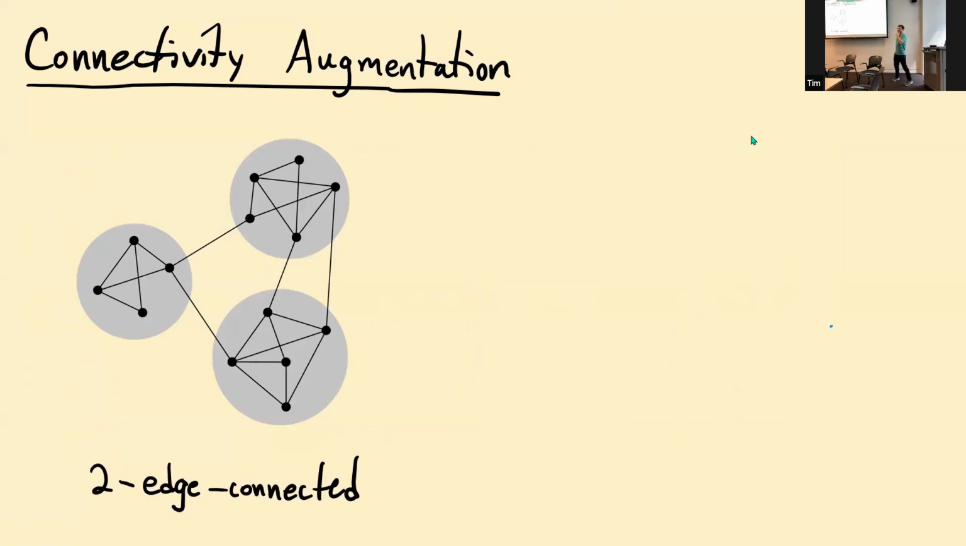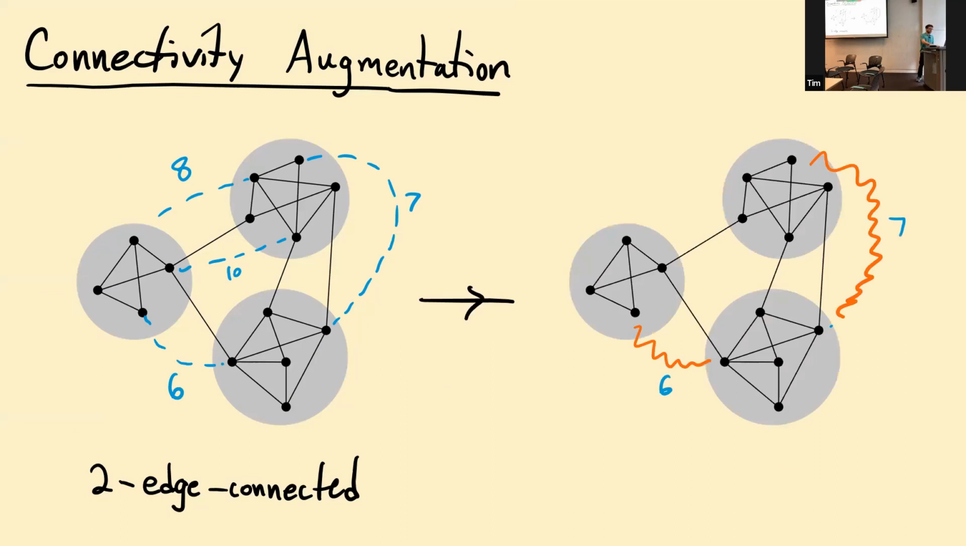So that's connectivity augmentation. Maybe I start with a two-edge connected graph. It's already two-edge connected, so it has some robustness to edge failures, but I want it to be even more robust. So I might want it to be three-edge connected. And these dashed blue links are links that I can potentially add into the graph, and I have to pay their associated cost. The goal is to make the graph three-edge connected by adding in a cheap subset of the blue links. So if I add in these two links, the ones of cost 6 and 7, then it becomes a three-edge connected graph.